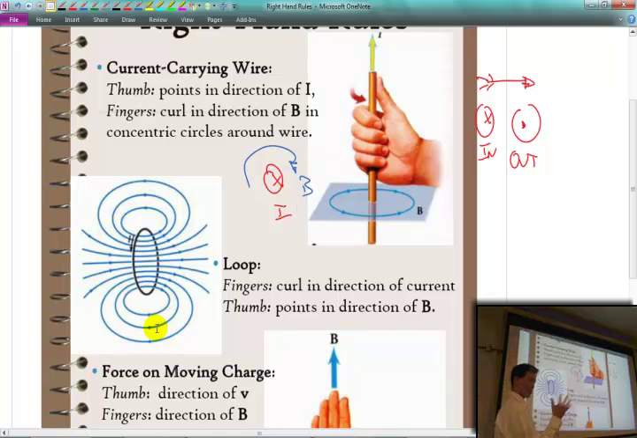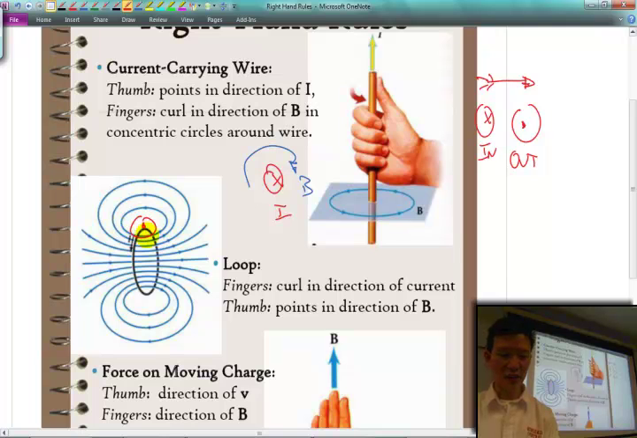And now we kind of flip around what our fingers and thumbs are. Now your fingers curl in the direction of the electric current. Your thumb is the direction of the magnetic field. Okay? So if we wanted to notate this on the page here, see how the current is coming out of the top of the screen? I could denote that with my tail feather and arrow tip notation.